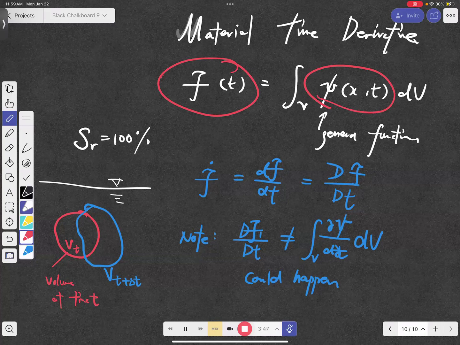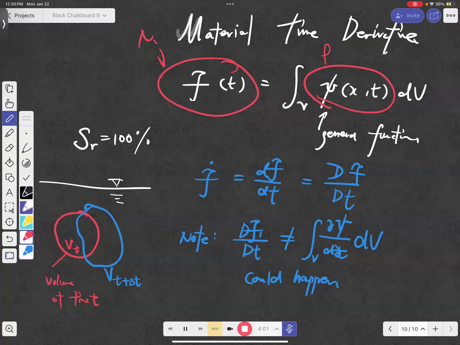Because it's something that actually sits inside the integration over volume, right? Okay, so I'll give you an example. If this function is mass, this one will be density. So that's why it's called a density function. But there are other density functions, like power density. So what is power density? If you integrate the power density function, what do you get? You get power.